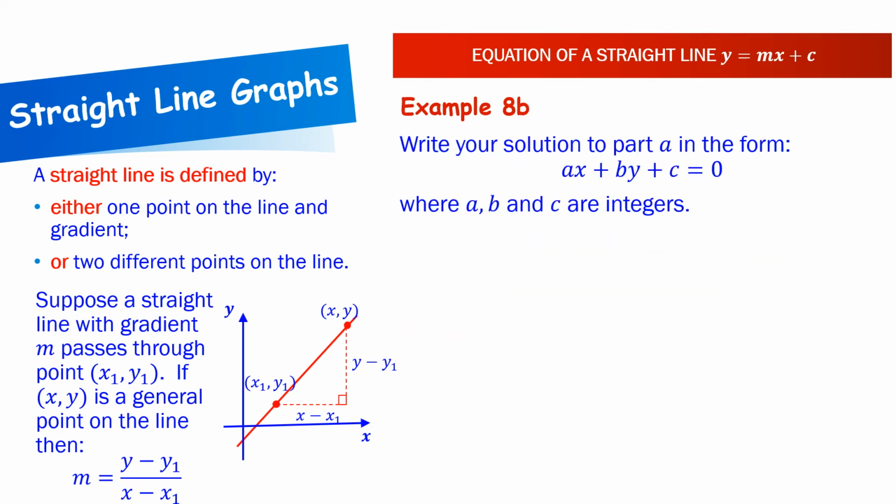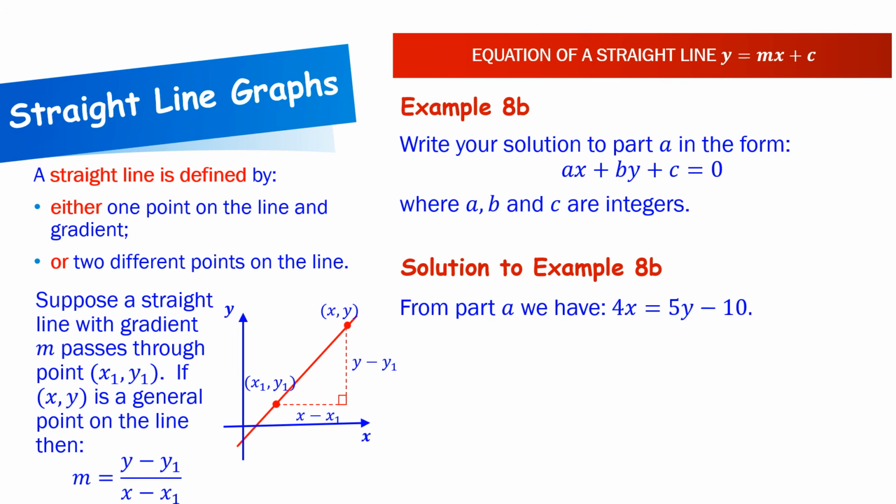Now let's solve part 8b. Write your solution to part A in the form ax plus by plus c equals 0, where a, b and c are integers. From part A, we have that 4x equals 5y minus 10. So rearranging gives 4x minus 5y plus 10 equals 0.